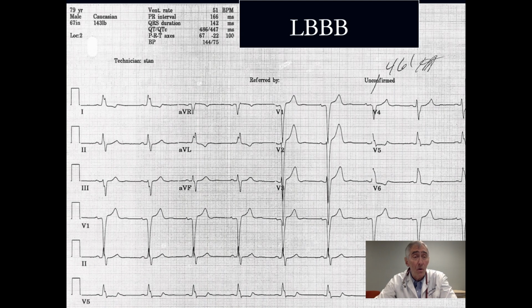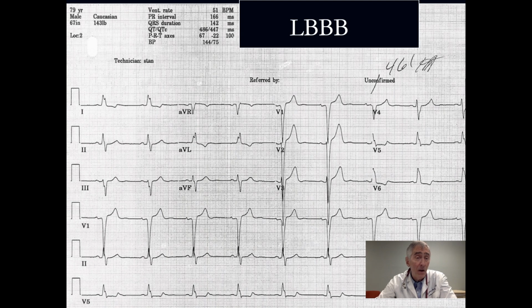Notice I'm just going to go over some of the systematic approach to EKGs. The standardization is there, 10 millimeters, 25 millimeters per second paper speed. So we see that this is nice and regular. We have a rate of 1, 2, 3, 4, 5 boxes, so roughly 61 beats. We could count them all the way through.